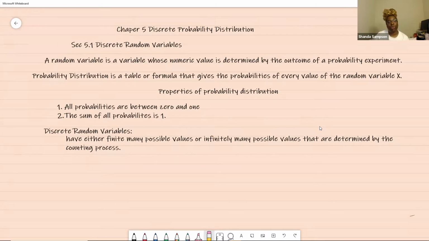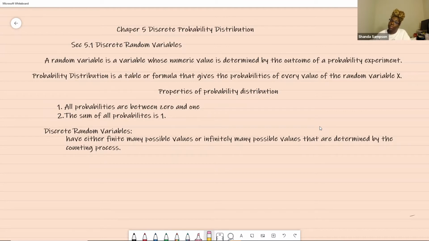And the next definition we're going to cover is the discrete random variable. Discrete random variables have either finitely many possible values or infinitely many possible values, and these are all determined by a counting process. So what does that really mean? That means that your discrete random variables are countable numbers. And when you say infinite, we don't use the infinite ones, we use specific ones, but they can have infinitely many possible values. They are determined by the numbers in the counting process. That's what a discrete random variable is.